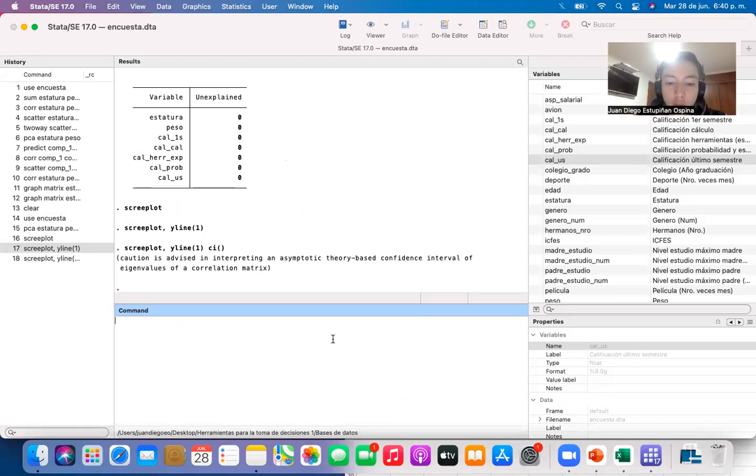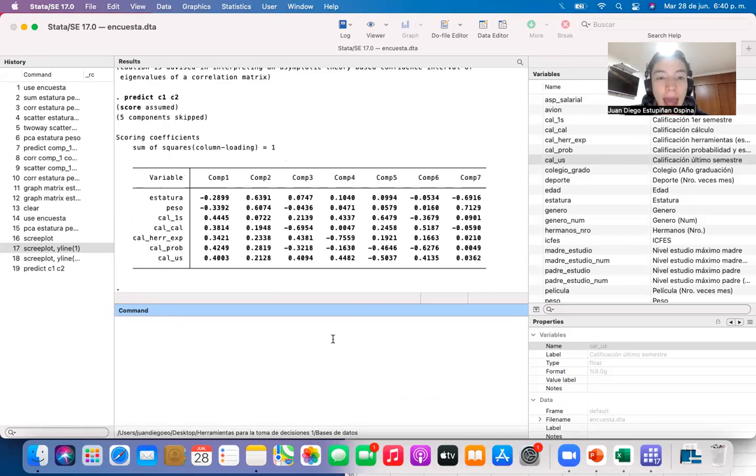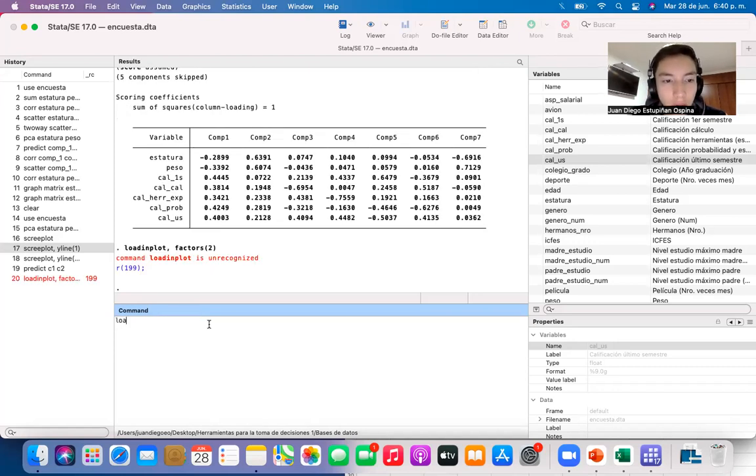Now I'm going to create the 2 components that we are going to use by using again the command predict, but this time I'm going to call them C1 and C2. And here Stata will present again the eigenvectors, and also we can, for example, create a loading plot for the first 2 components.